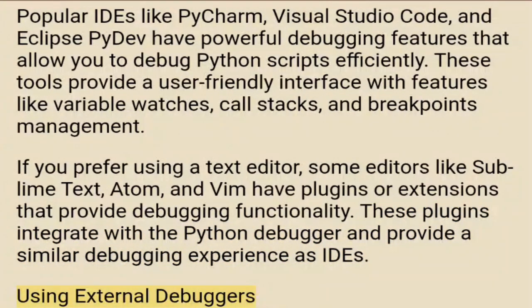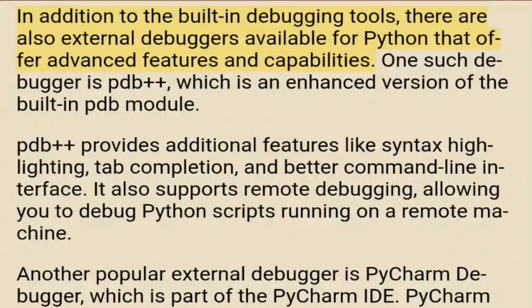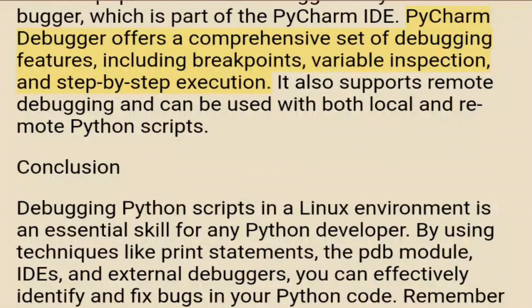Using external debuggers. In addition to the built-in debugging tools, there are also external debuggers available for Python that offer advanced features and capabilities. One such debugger is PDB++, which is an enhanced version of the built-in PDB module. PDB++ provides additional features like syntax highlighting, tab completion, and better command line interface. It also supports remote debugging, allowing you to debug Python scripts running on a remote machine. Another popular external debugger is PyCharm Debugger, which is part of the PyCharm IDE. PyCharm Debugger offers a comprehensive set of debugging features, including breakpoints, variable inspection, and step-by-step execution. It also supports remote debugging and can be used with both local and remote Python scripts.